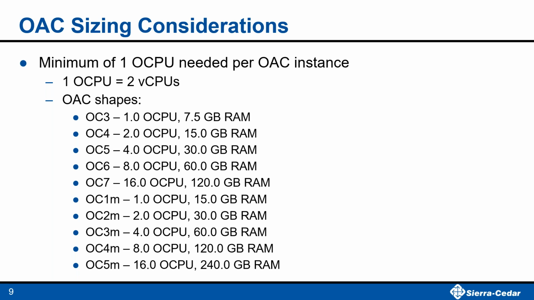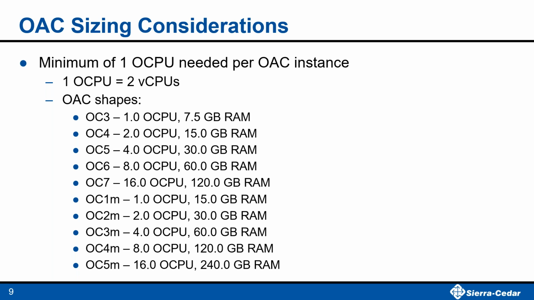You'll need at least one OCPU per instance. So if you're just looking to have one single instance, then one OCPU may be enough. Going through the shape list here, you'll see how they're offered. They're only offered in increments of 2. So you can get one OCPU or 2 OCPUs, and each of those will come with a certain amount of memory or RAM available to them.